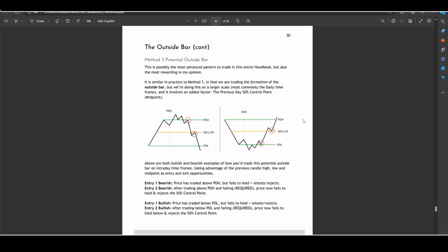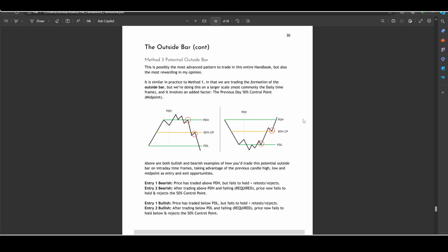It is similar in practice to method 1, in that we are trying to trade the formation of the outside bar, but we're doing this on a larger scale, most commonly the daily time frame, and it involves an added factor, the previous day 50% control point, the midpoint, which a lot of you guys love adding. It's not hard to add at all. Above are both the bullish and the bearish examples of how you trade this potential outside bar on the intraday time frames, taking advantage of the previous candle high, low, and midpoint as entry and exit opportunities.